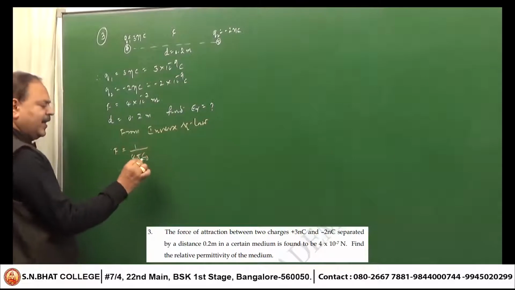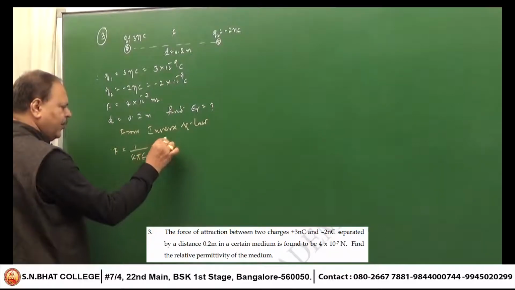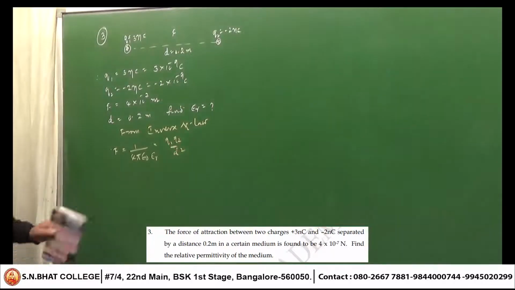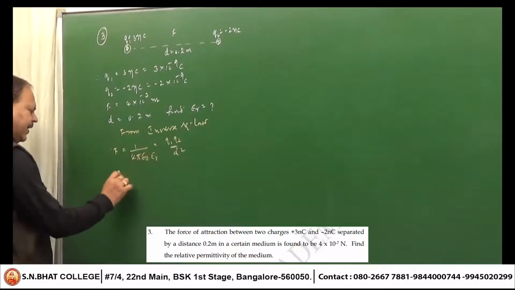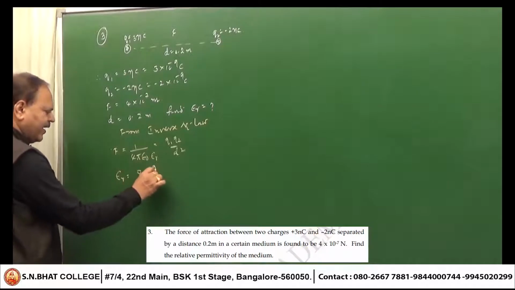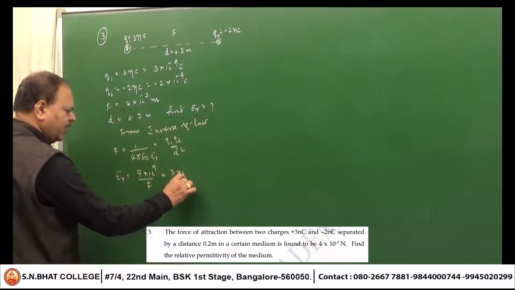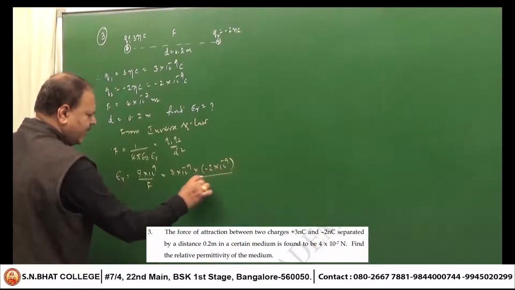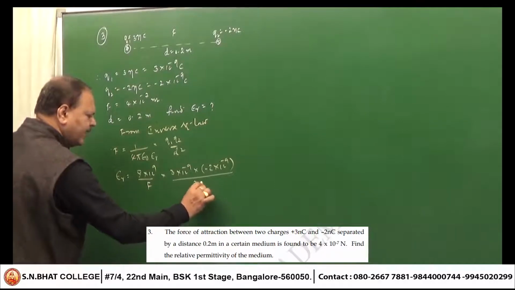When it is placed in air... but since he has said it is placed in another medium, it is relative permittivity times Q1 Q2 divided by d square. He has given everything except that value of epsilon r. Now again, you bring that epsilon r here and you take the force there, and instead of this you write 9 into 10 to the power of 9 divided by F into Q1 is equal to 3 into 10 to the power of minus 9, and it is minus 2 into 10 to the power of minus 9, and d square. Your d is equal to 0.2, which you can write as 2/10 square if you want.